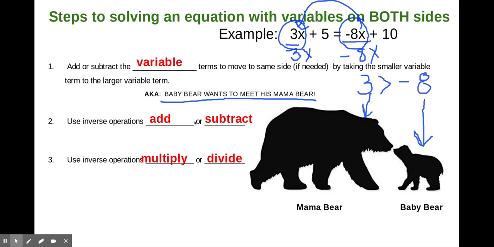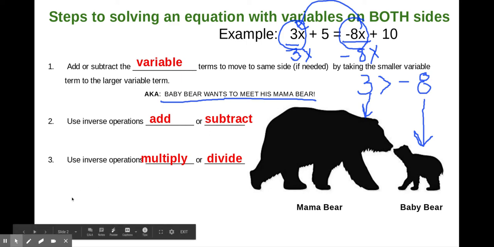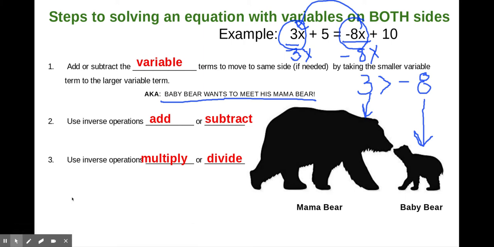But on this slide, I want you to understand what the baby bear, mama bear scenario is. Again, a baby bear is the smaller of your variable terms, and your mama bear is the larger of your variable terms. And you're looking at the coefficient. Okay, so let's take a look at the next slide, and I'll go through this same example with you, and I'll help you to understand this.